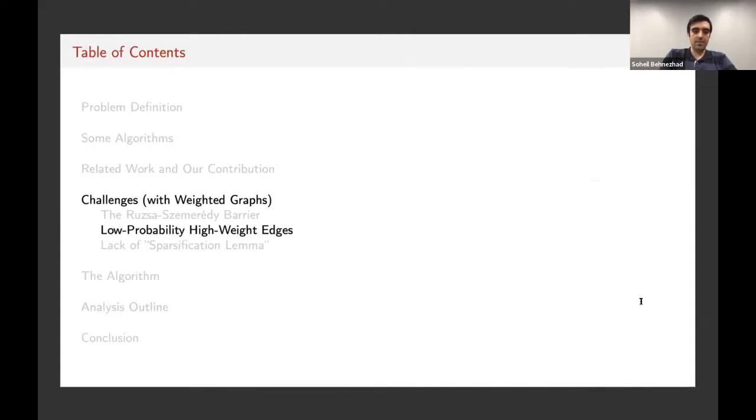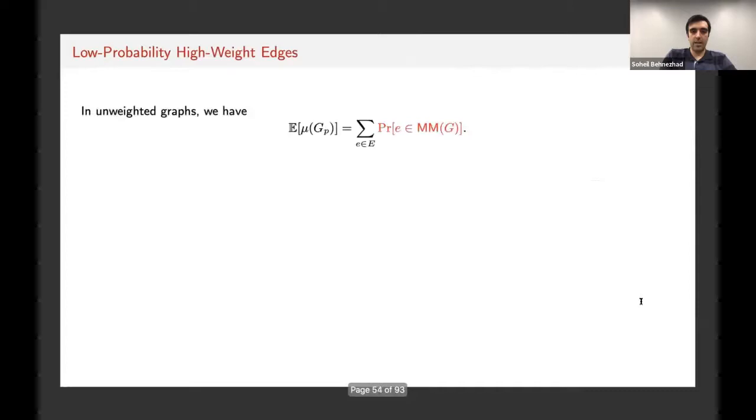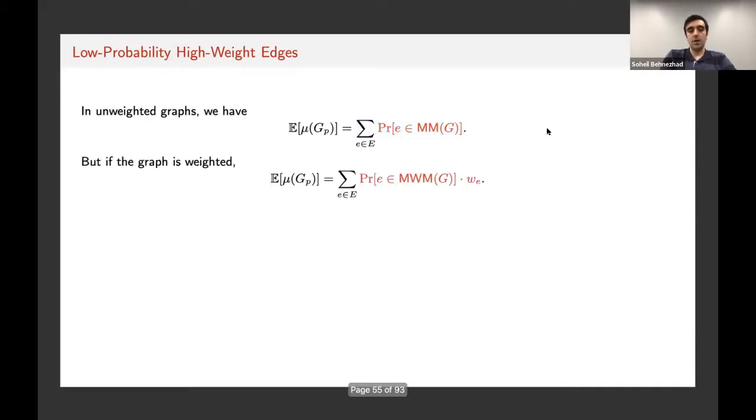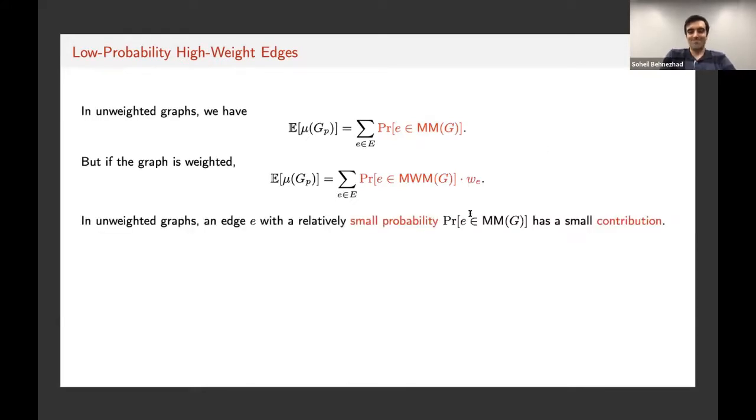Okay, so the next challenge that we face is existence of low probability high weight edges. Basically, by a simple linearity of expectation, the contribution of each edge to the optimum solution in the weighted case of the problem is simply the probability that that edge appears in this solution. On the other hand, for weighted graphs, this is multiplied by the weight of the edge. So the challenge really is that in unweighted graphs, if an edge has a small probability of appearing in the optimum solution, then also its contribution is small. But in the weighted case, it could be that this probability is small, but the weight is so large that still the contribution of the edge is large.